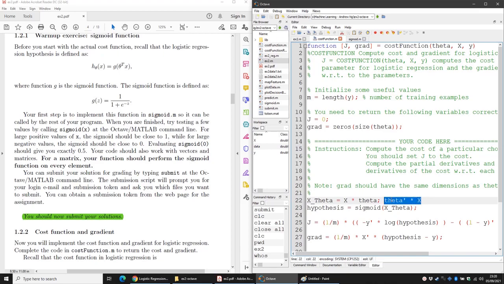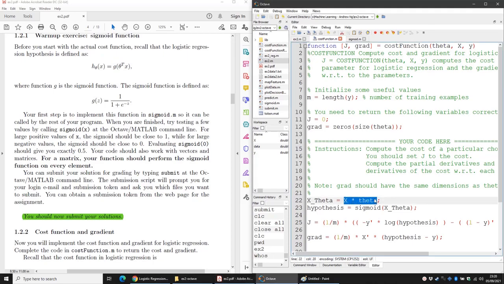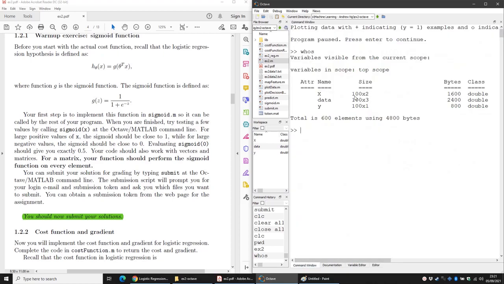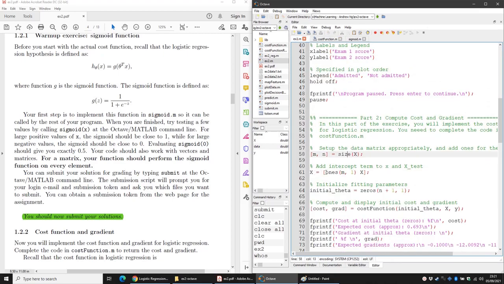Because theta and x dimensions have to match so that they can be multiplied. This here is for a vector. These here are for a matrix. I mean, x is a matrix and theta is a vector. So we should look at the dimension. X is 100 by 2. Actually, remember this. X is not 100 by 2. Here, you are going to have one more column added. So it's going to be 100 by 3.